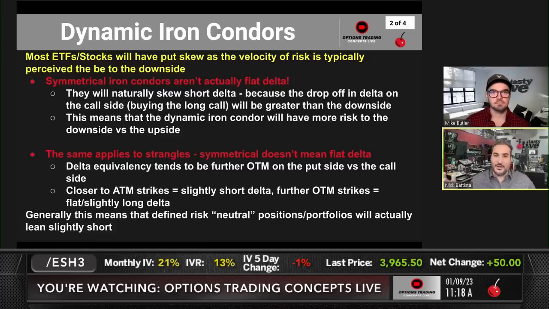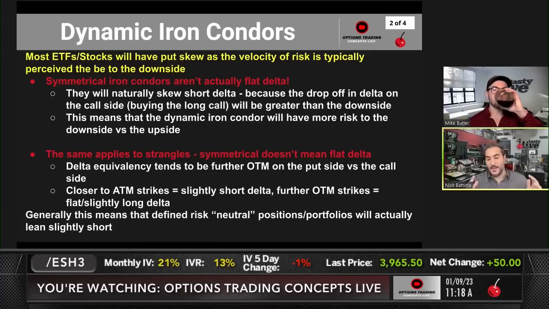A $5 or $10 wide iron condor has very little delta to begin with, but it's important to understand that just because the spreads are the same width on each side does not mean that the position is flat delta. And that's because of the skew: the drop off in delta on the call side for the long option that you're buying relative to the put that you're buying on the downside. The drop off in delta is much steeper on the call side relative to the put side.